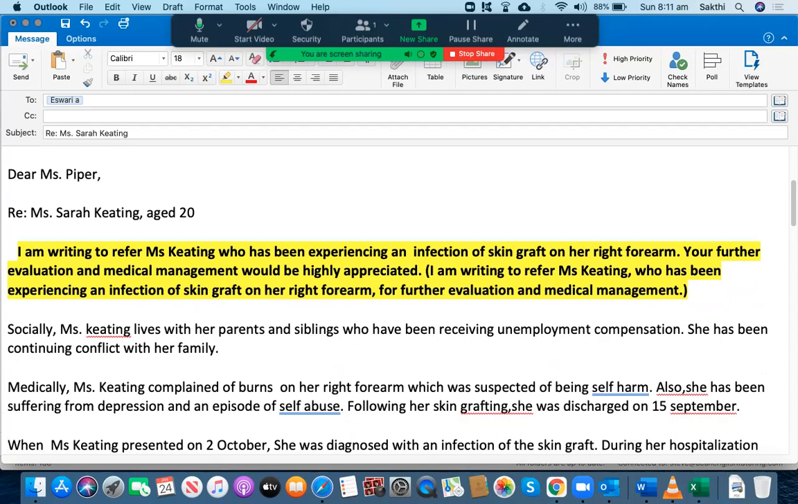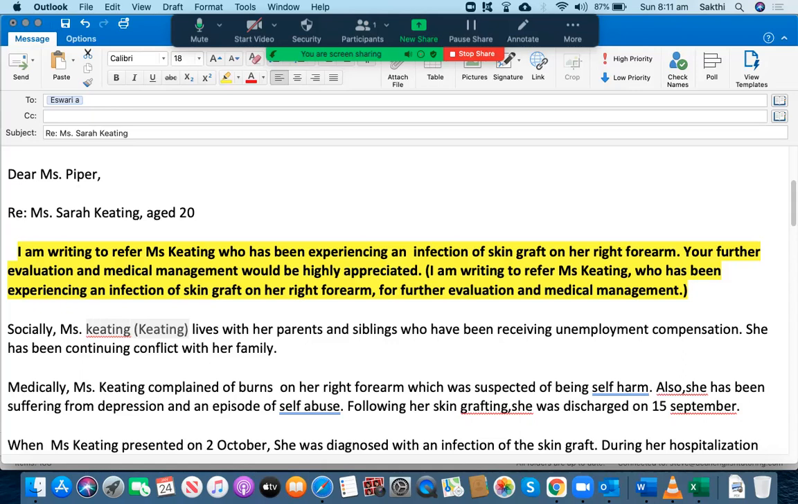Socially, Miss Keating lives with her parents and siblings who have been receiving unemployment compensation. Okay, let's say Miss Keating, she must have used a capital K. Okay, remember that whether it is the first name or the surname, you have to write down the names with the capital letter in the beginning. Okay, so you should have written on capital K rather than small k.